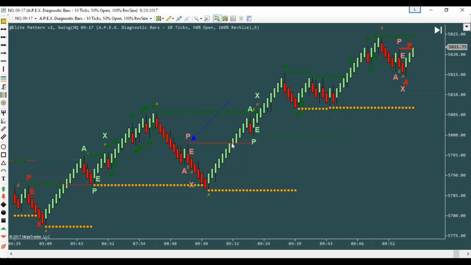Does that kind of make sense, Eugene, why they're on there? It's just part of the programming, and it shows you the last P, the last pivot point. Those are valid levels. Okay?